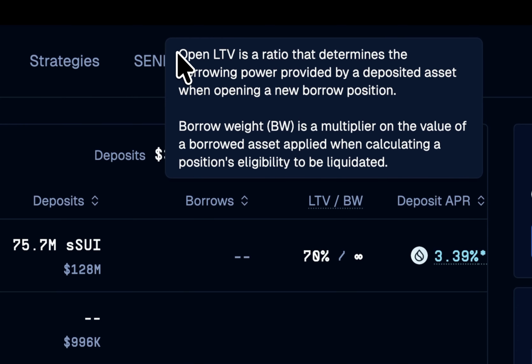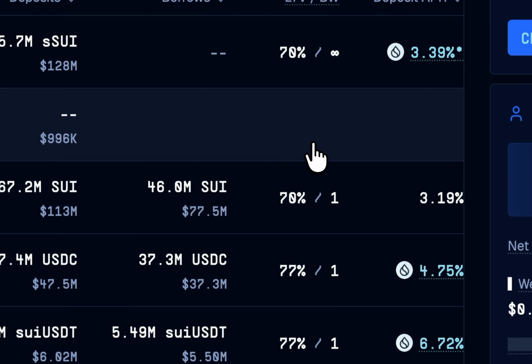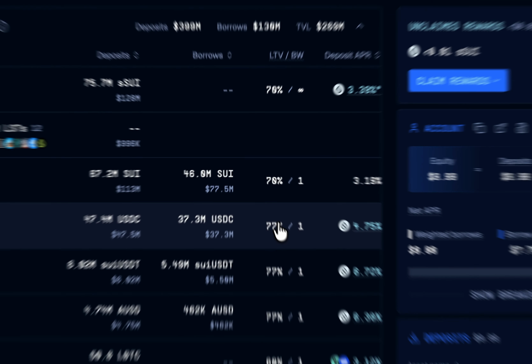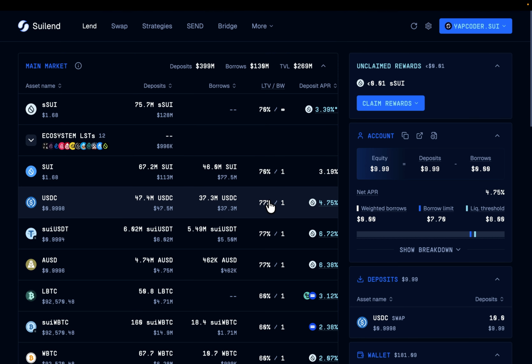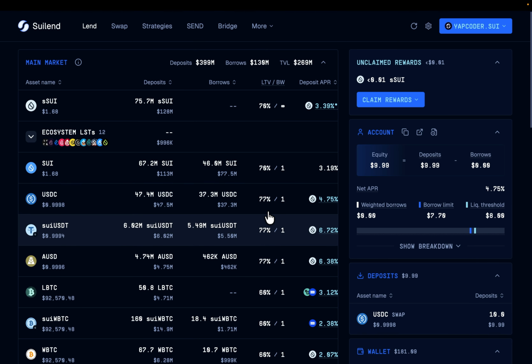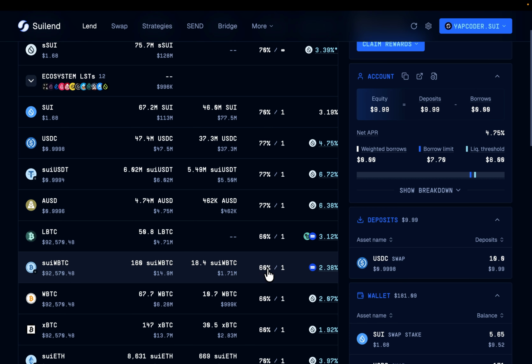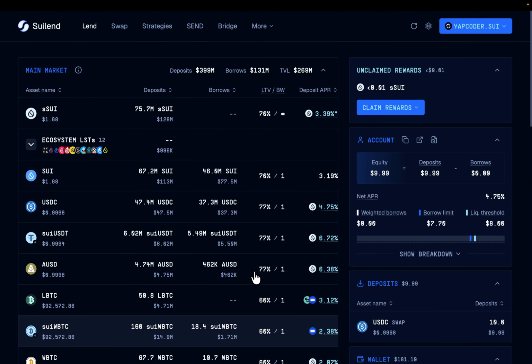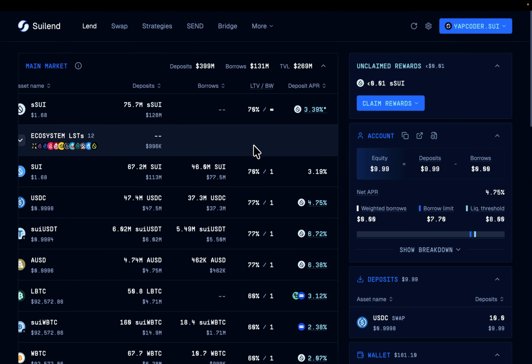Now, what is LTV? Something that you also need to know. The LTV ratio determines the borrowing power of a provided asset when opening a new borrow position. It basically means, okay, I deposit $10 in USDC. How much can I borrow out of this collateral? For example, if I say that I can borrow 70%, it basically means that I can borrow 70% of my entire position in USDC. And if you see that the LTV for CWBTC is 70%, then if I deposit $100 of this, I can only borrow $70 out of it. So that's pretty much what that means. It's also something to pay attention to.